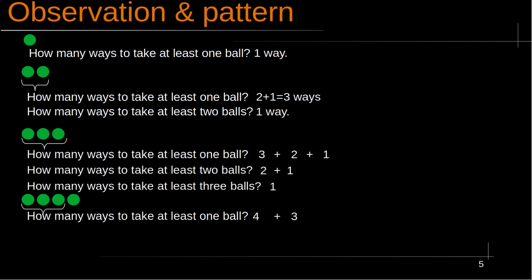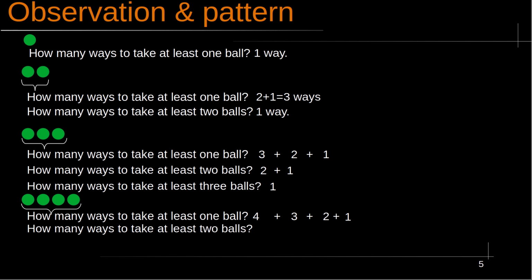For 3 balls now, 3 from 4, we can take these 3 balls or these 3 balls. We have two ways. Or we can take all the 4 balls, all of them, just one way. So we have here 10 ways. 10 ways to take at least 1 ball from 4 balls.